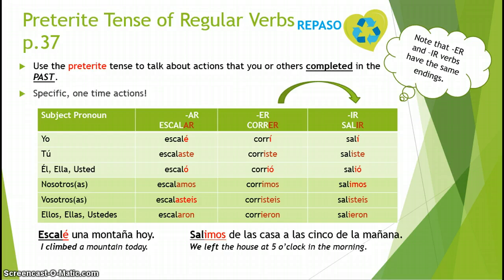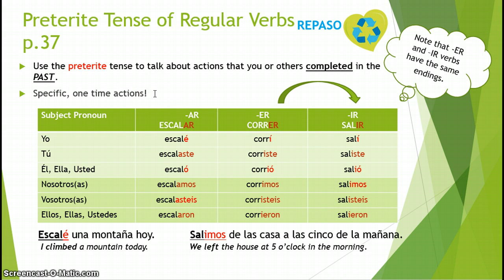So we use the preterite tense to talk about actions that you or others completed in the past. Remember, with the preterite, the key phrase is it's completed. These are also things that are more specific in nature. So I might say, yesterday I did this, or last summer I went here. So these are specific one-time actions.